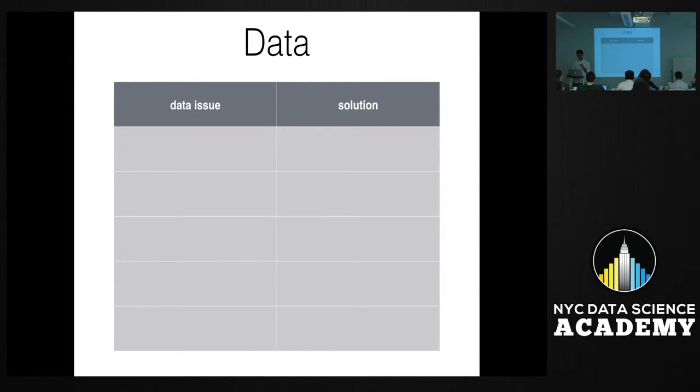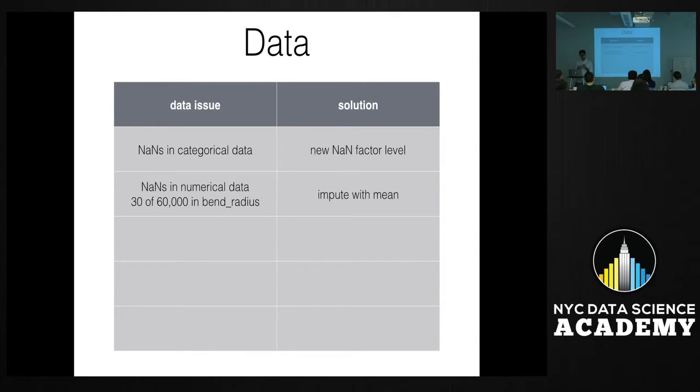And when going into the data, trying to understand each file and each variable, we came across different issues. So first, there were NANs in the categorical data. We approached that by making them into factor levels, so new NAN factor levels. And we also had missingness in numerical data, so we did imputation using the mean. Next, the factor variables could not be used for our data analysis, so we instead converted them into dummy variables.